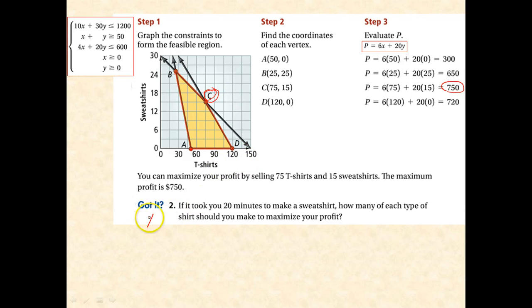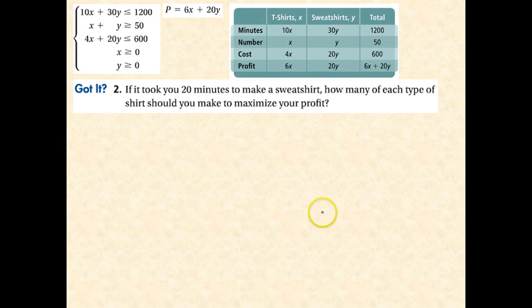So, what if it took 20 minutes to make a sweatshirt? If you got faster at sweatshirts, how would that change your plans? Well, we still have almost the same constraints. Instead of 30 minutes for a sweatshirt, it would be 20 minutes for a sweatshirt, which would change this. So that is going to change our graph.